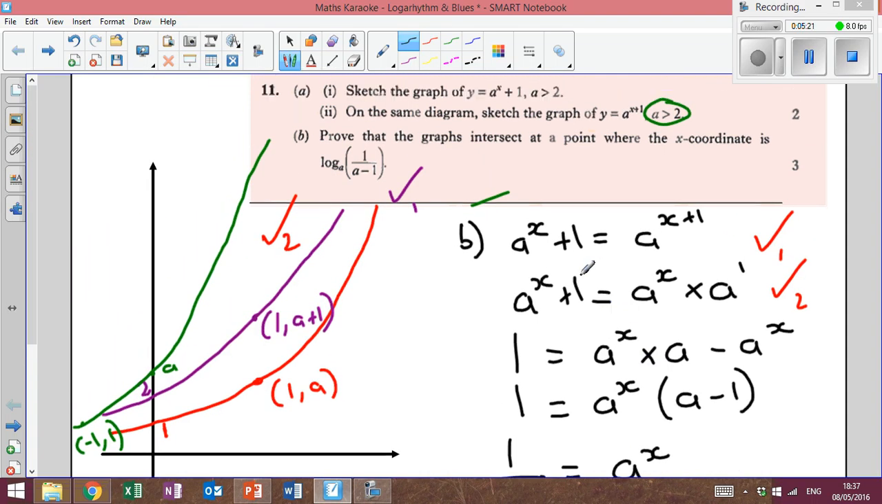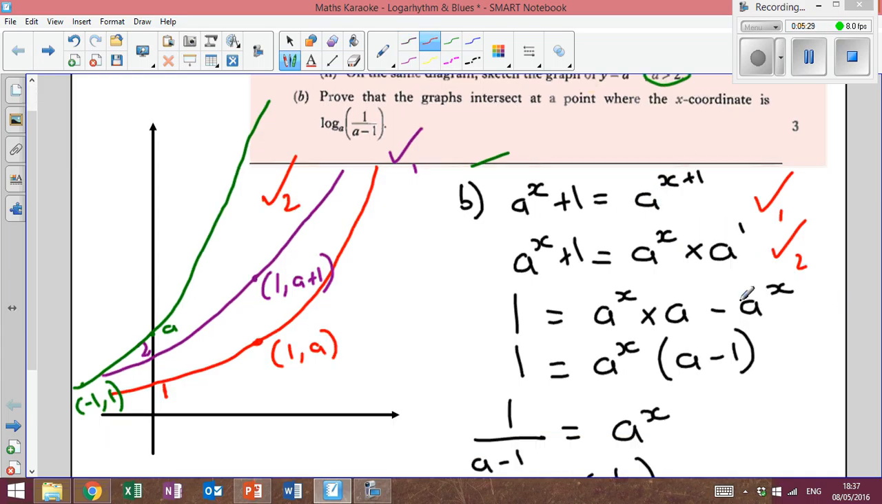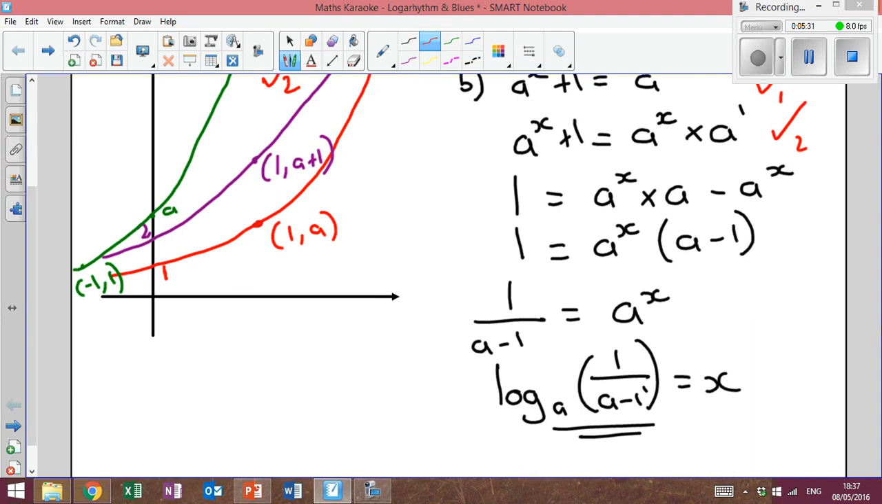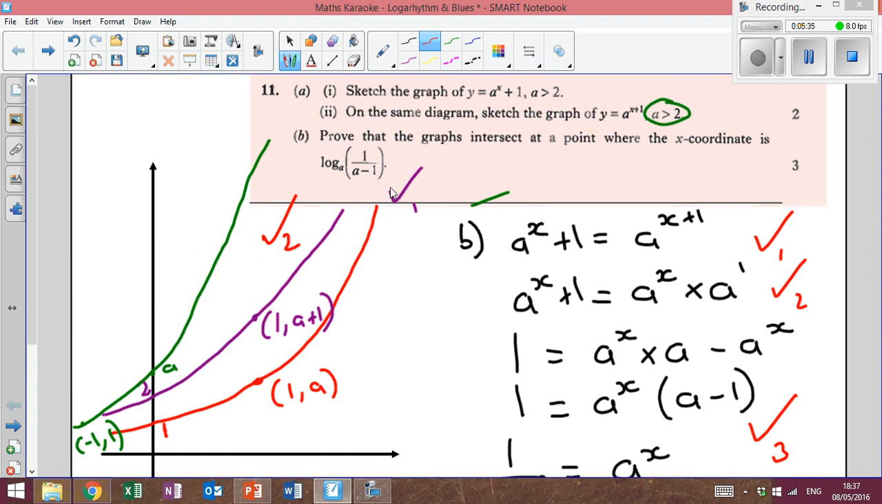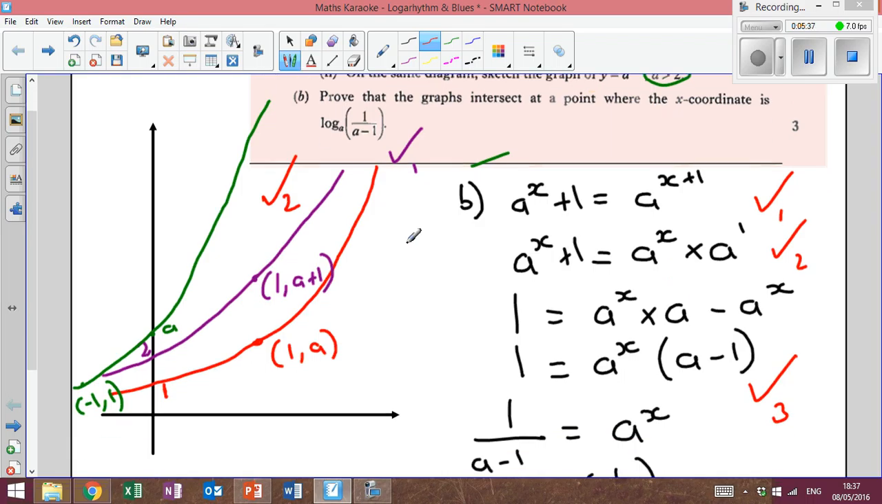Now it is tricky and it is very unusual, but starting off your simultaneous equations, that's where your first mark is. Being able to split up that a to the power x plus 1 into your two different things, and then taking out the common factor and rearranging to give your answer gets you your third mark. Okay, very unusual question, quite tricky, but there she is there.